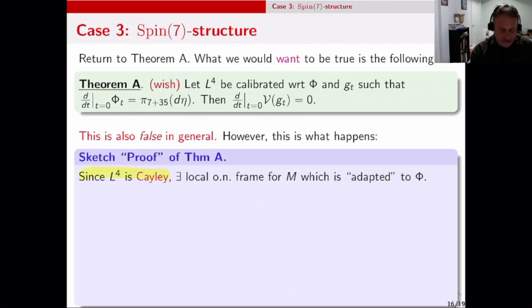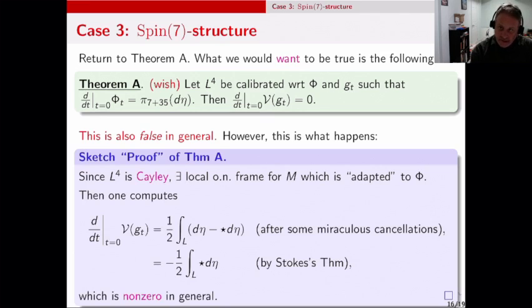Okay? So since our submanifold is assumed to be calibrated, it's a Cayley submanifold, we can find a local orthonormal frame for M which is adapted to the spin 7 structure. I'm not going to write down explicitly what that means, but it means that the vectors are related by the cross product in some way. And then you can compute the time derivative at time 0 of the volume of GT, and after a lot of miraculous cancellations again, up to a factor, you get d eta minus star d eta. This is the star upstairs on the 8 manifold. Okay? The first term goes away by Stokes' theorem, but the second term does not. This is in general non-zero.